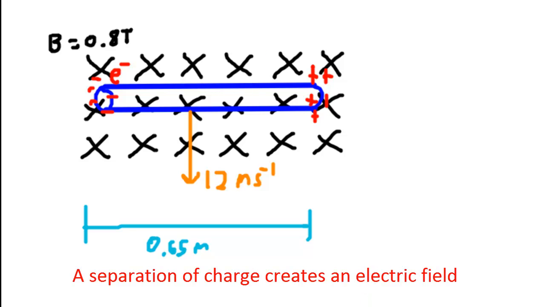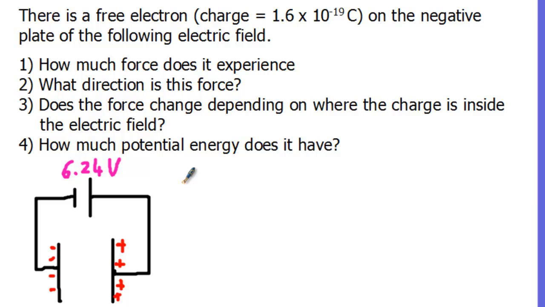Okay, and that's pretty easy. That's just like question 1A. But the typical sort of question that you'd normally be asked in an exam is something like this. There is a free electron with a charge of 1.6 times 10 to the negative 19 on the negative plate of the following electric field. So we've got an electron over here. Okay, how much force does it experience?